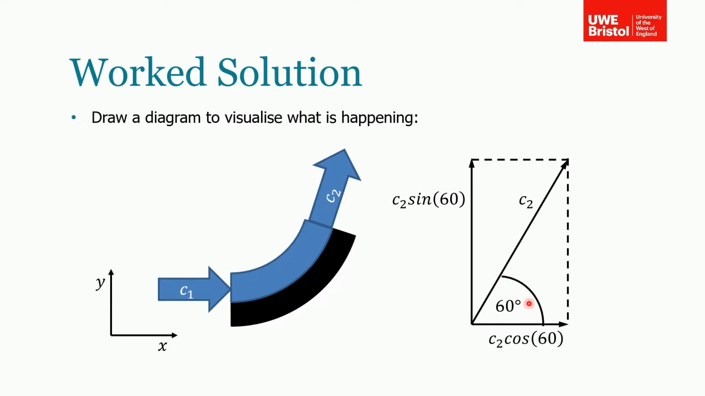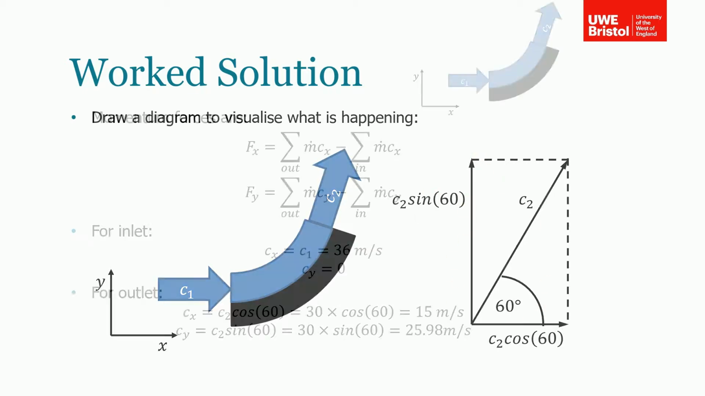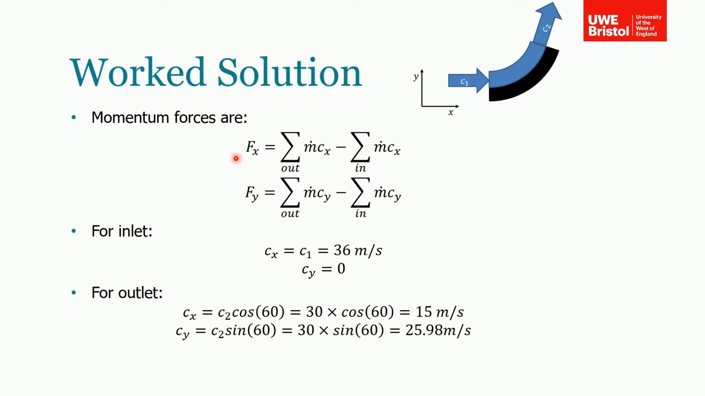So if we know this is being turned through 60 degrees, we can see that the x component of the velocity is the velocity times cos 60 degrees, and in the y direction it's times sine 60 degrees. Okay, so these are the x and y components that we need for the next part of the question. So the momentum forces are, in the x direction, the mass flow rate times the x component velocity for the outlet jet minus the mass flow rate times the x component velocity for the inlet jet, and the same for the y component.